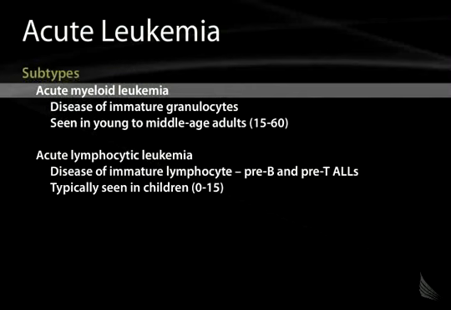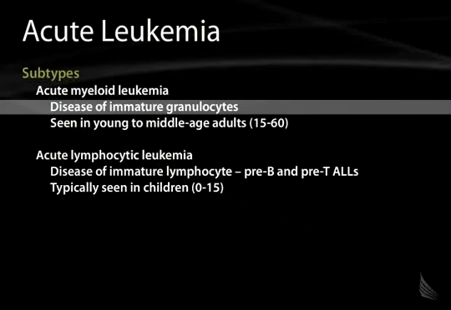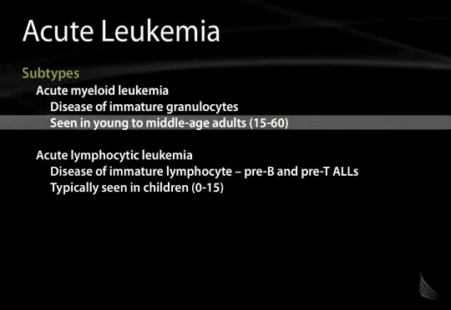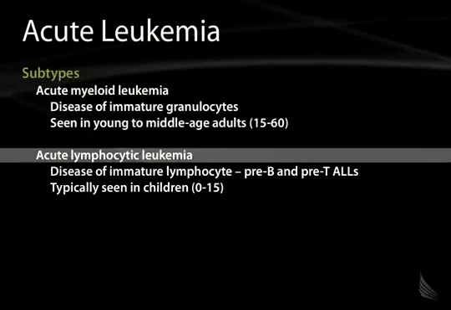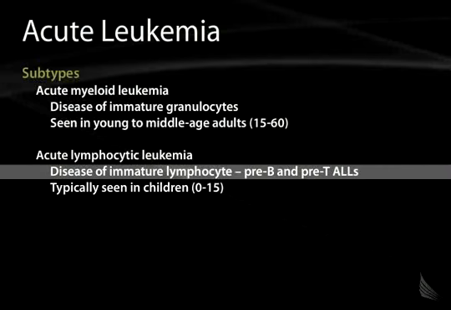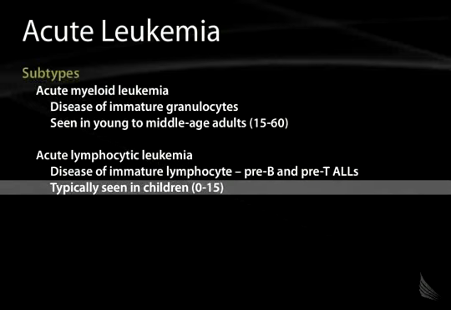So acute myeloid leukemia is a disease of immature granulocytes from the myeloid line. And these are seen in young adults to middle-aged adults between the ages of 15 and 60. Acute lymphocytic leukemia is a disease of the immature lymphocytes, pre-B and pre-T cell ALLs. And these are typically seen in children.